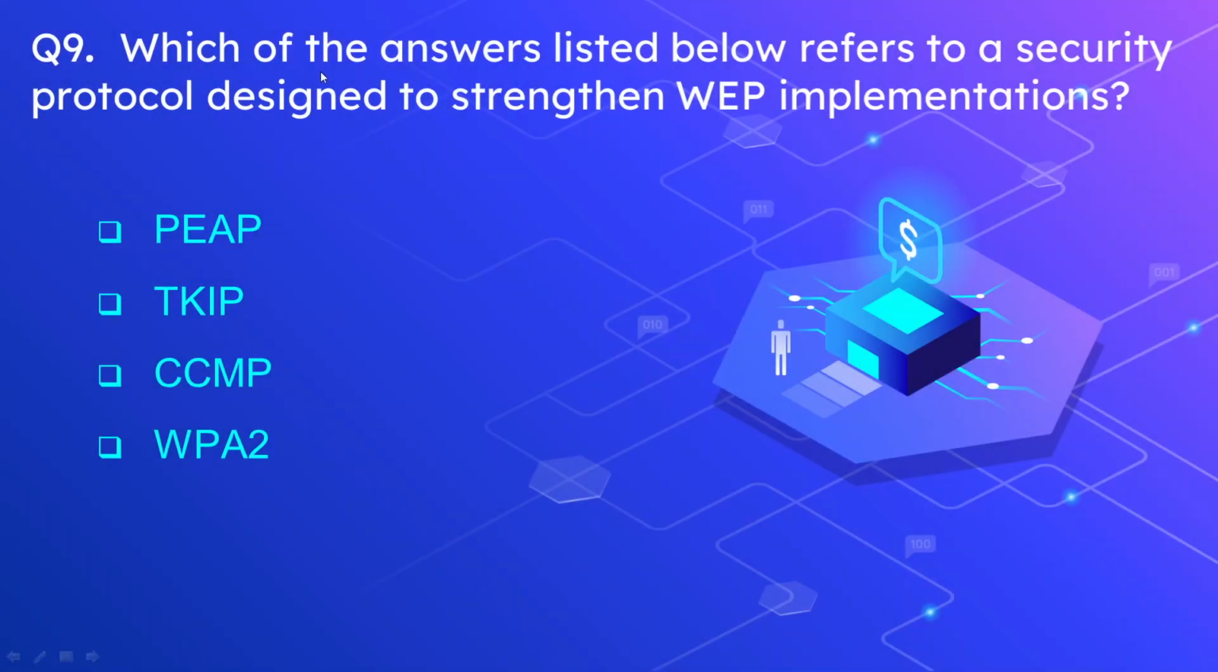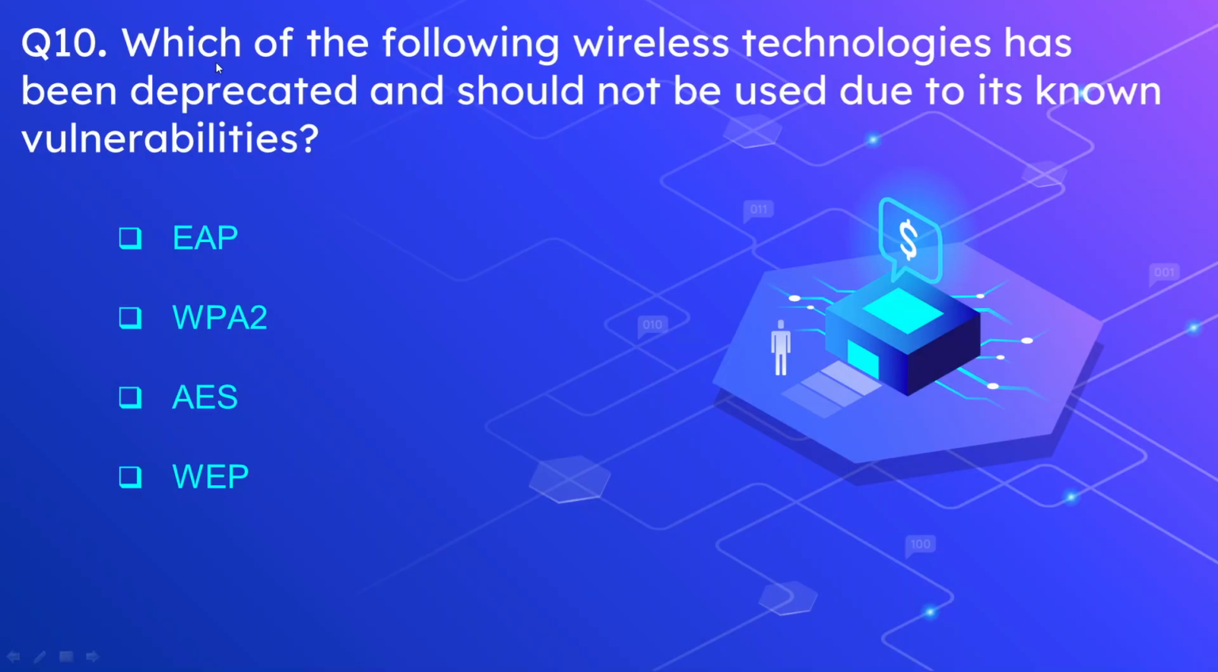Question number 9 is which of the answers listed below refers to a security protocol designed to strengthen the WEP implementations? And the options are PEAP, TKIP, CCMP, and WPA2. And the correct option is TKIP.